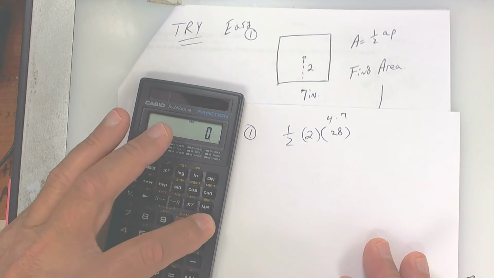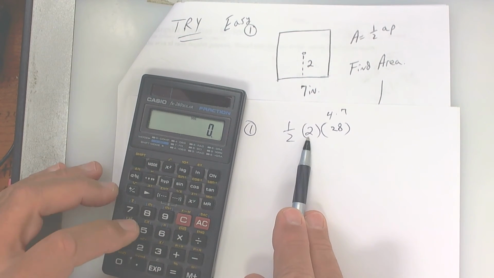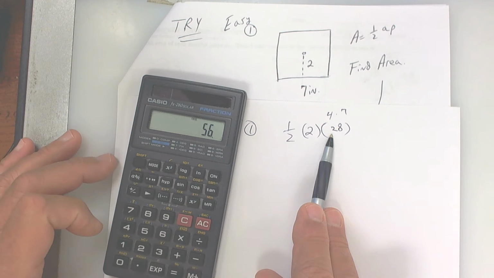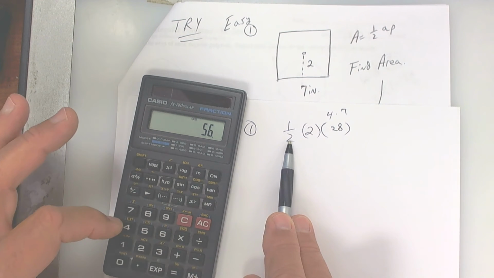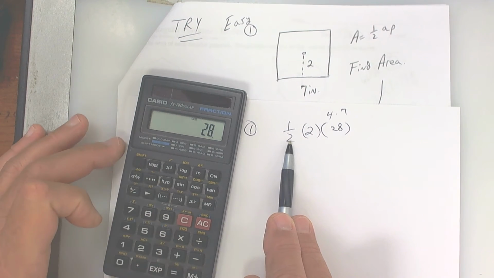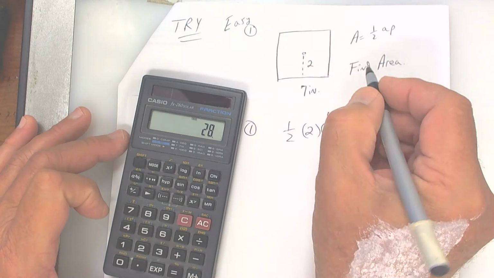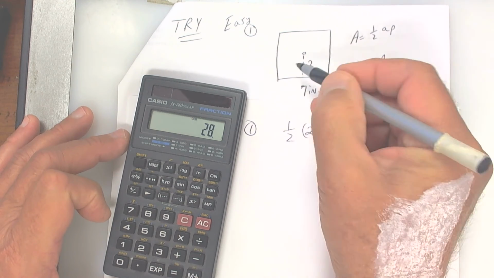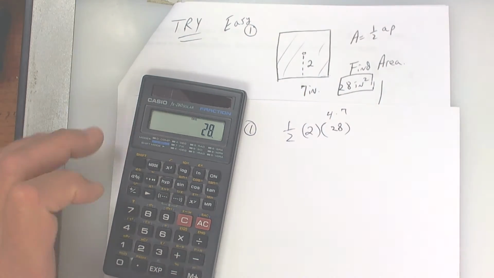Now remember, today is calculator check day, so it's going to be 2 times 28, press equals, and then divide it by 2. And when you do that, you get 28. So the answer for this one is 28 square inches because it's area. Okay. All right, let's go on.